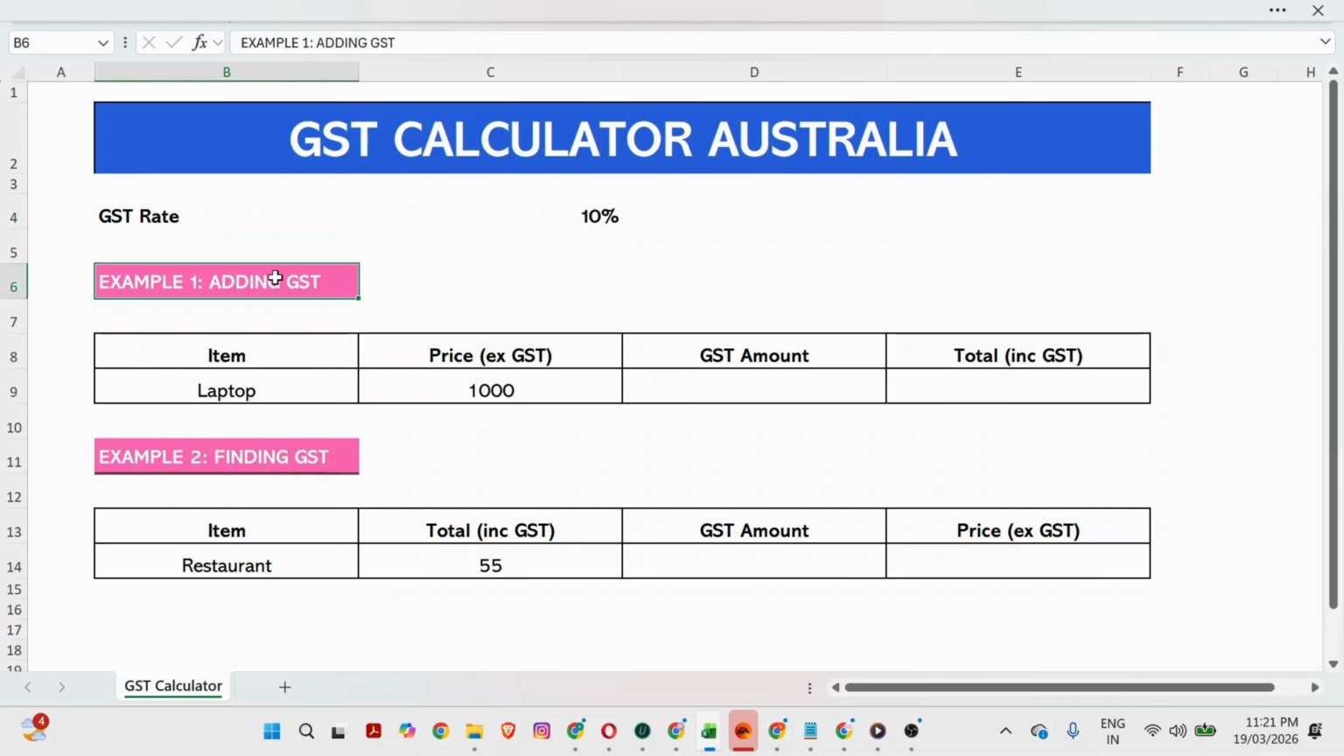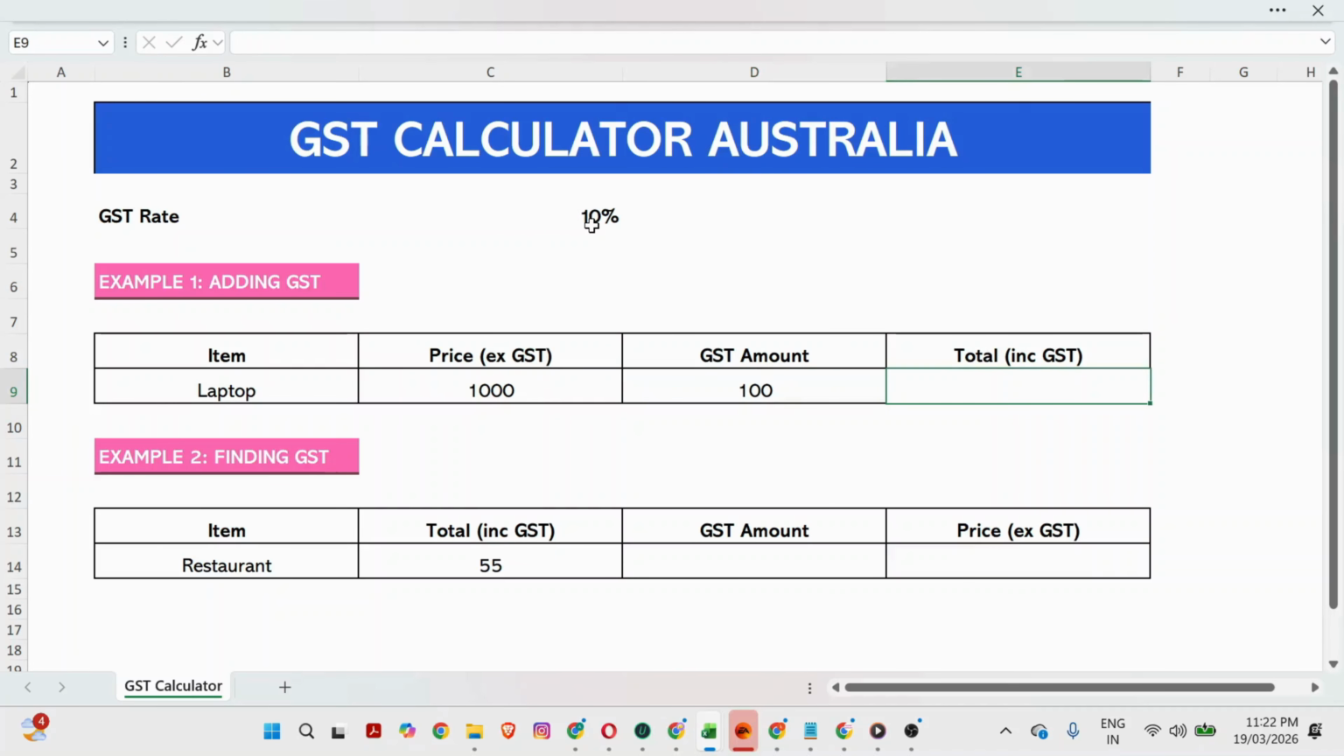Example 1. Adding GST. Let's say a laptop is $1,000. To add GST, multiply the price by 10%, 0.1. So in Excel, equals C9 times C4 gives you the GST amount.